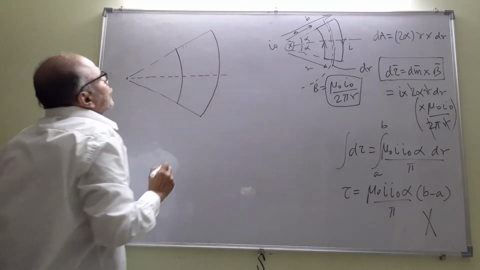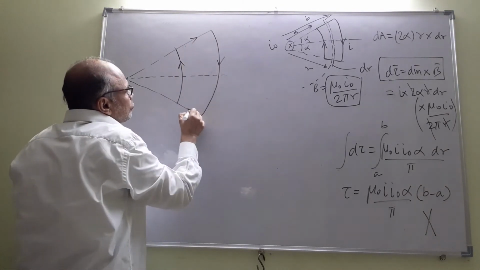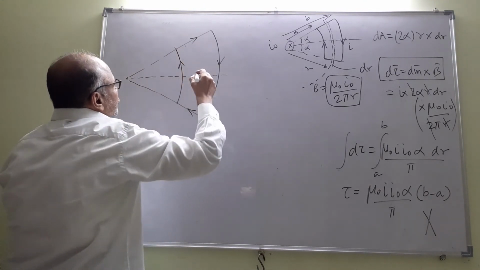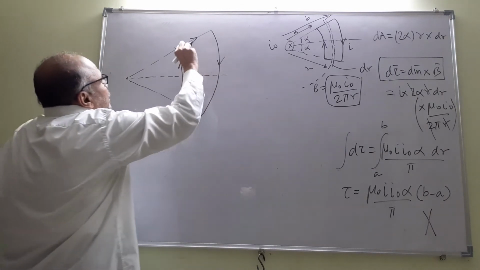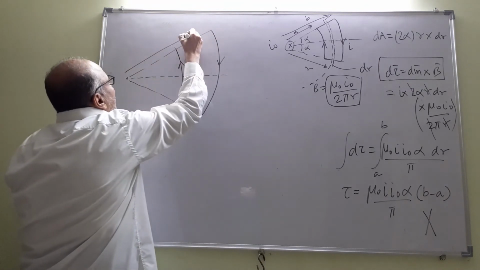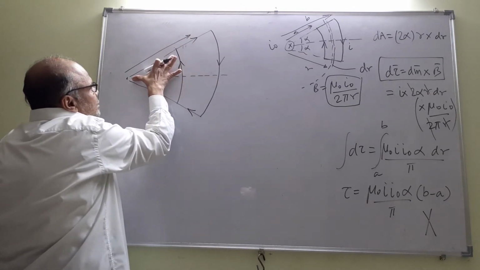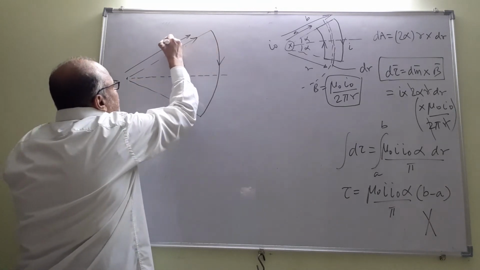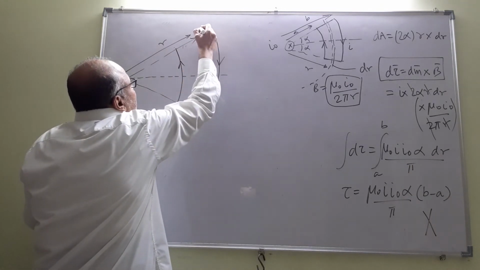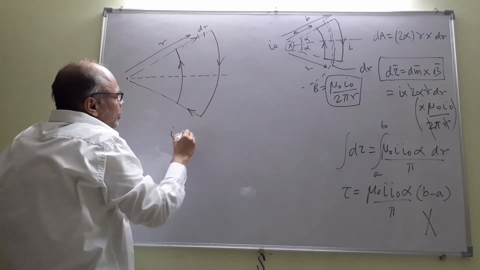So now you can see the current is flowing this way. Now I could choose a small element dr here, at a distance r. This is a and this is b. The inner radius is a, the outer radius is b. I'm choosing r there and a small element dr. So the element would be Idr.